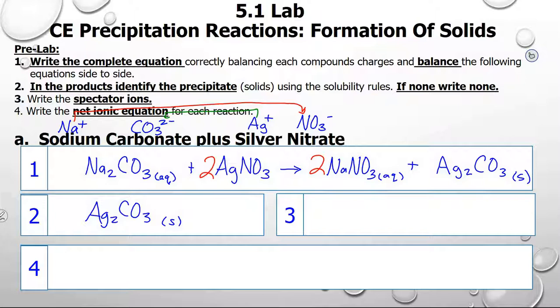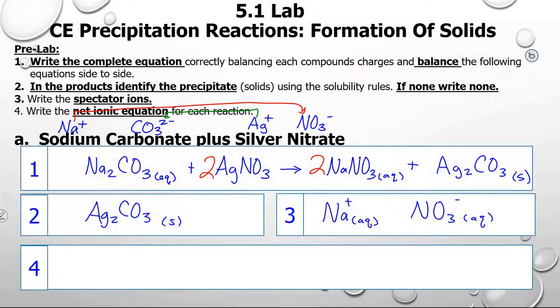Now, number 3 asks, what are the spectator ions? Do you remember what they were? Those are what doesn't make up the solid. So what ions on the product side didn't make up the solid? Sodium, so we would write Na plus, and that would be AQ. And what else? Nitrate, so NO3 minus, and it would be AQ.